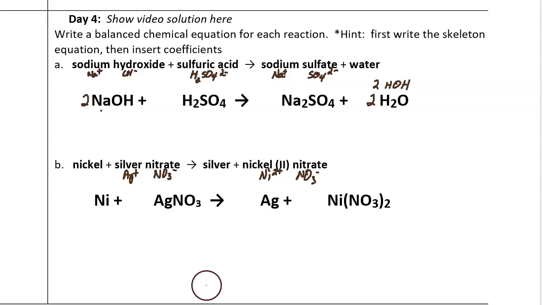Okay, now we're ready for the coefficients. There's one nickel here, one nickel here. That looks fine. There's one Ag here, one Ag here. That looks fine. There's one nitrate, but over on this side, two nitrates. So to fix that, we need a 2 in front. But that makes 2 silvers, so we need a 2 in front of that silver. Now it's all balanced.